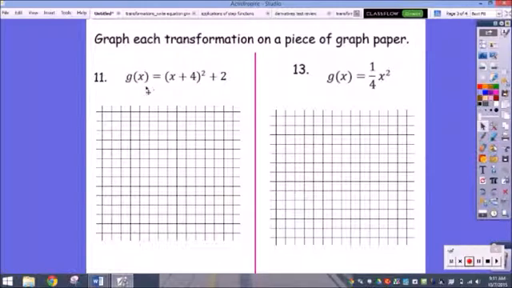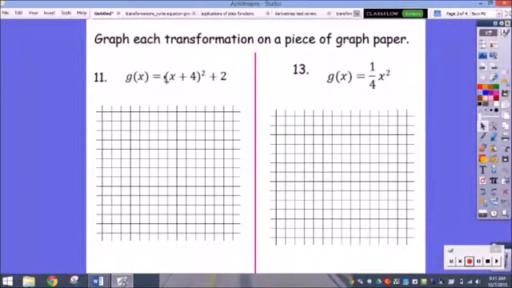So in number 11, we have a plus 4 inside of the parentheses, and that's inside the parent function. So that means it will move left or right. And if it's adding 4, that moves to the left 4. And then the plus 2 outside, if it's outside, that's a translation up or down, vertical translation. And since it's plus, it would be up 2.